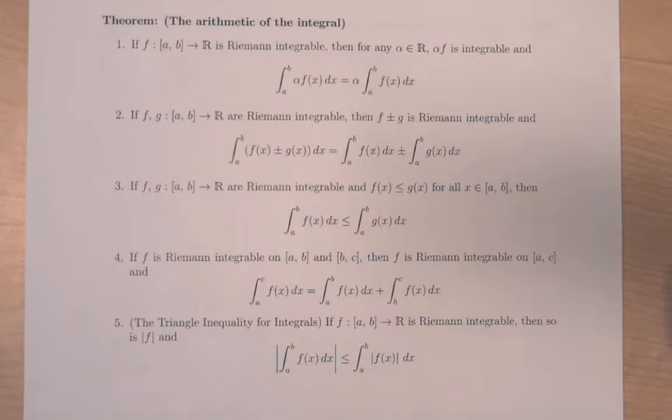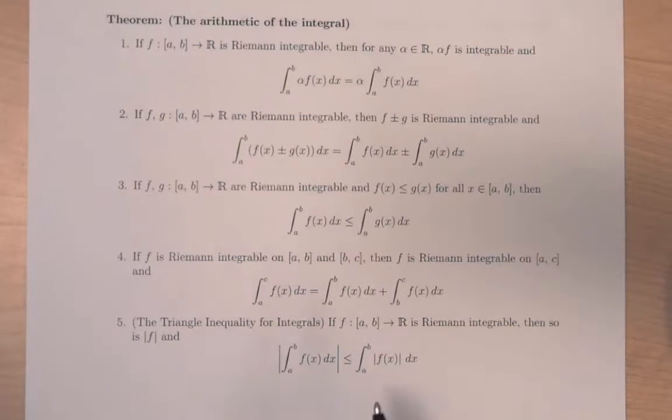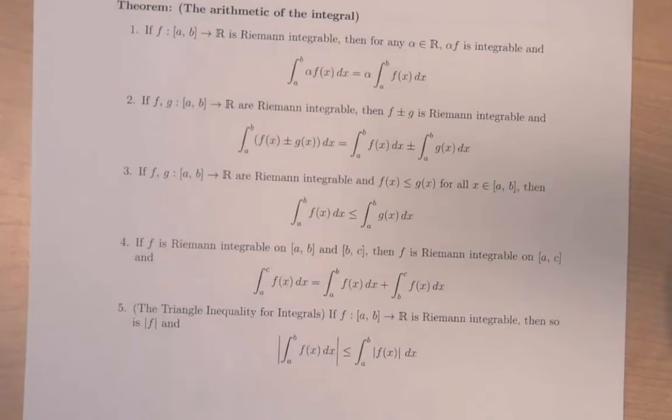So the five results we're going to talk about are results that are probably already familiar to you. In fact, for each result, you'll probably have an intuitive idea of why each is true, based on your understanding of the integral as an area. But we'll use the definition of the Riemann integral to prove rigorously each result here. So let's prove each result.